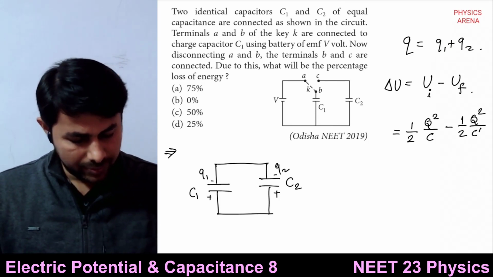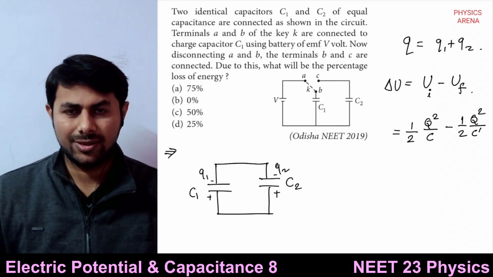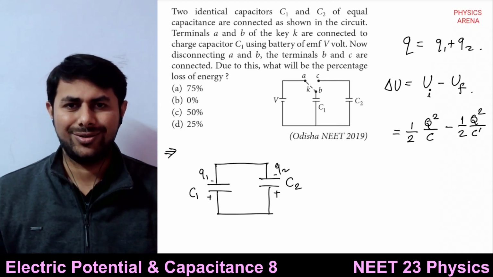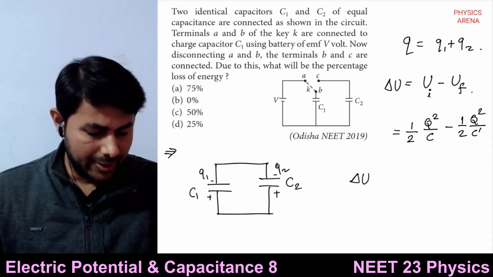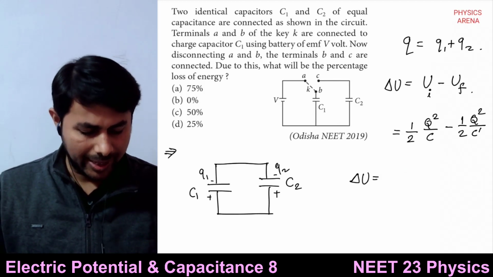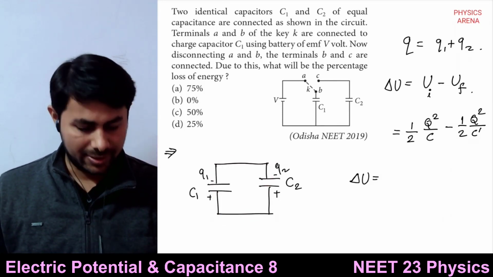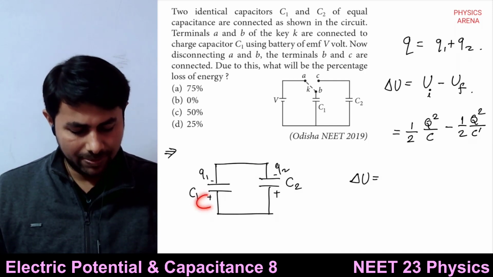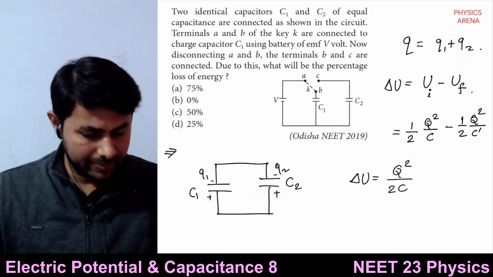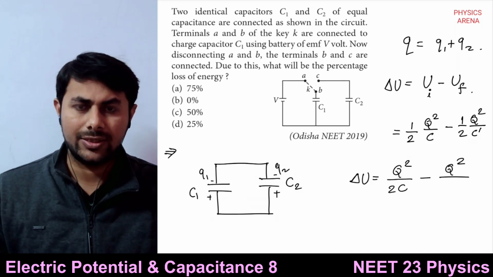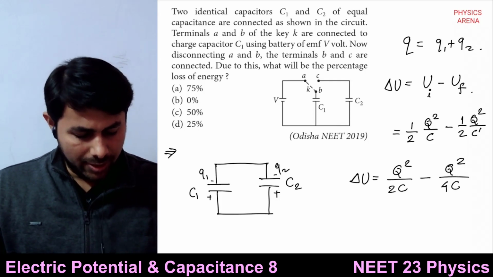In this type of question, use this formula only, then it will be simplest. Otherwise, it will be a little bit difficult. You will have to find out potential, etc., and there will be various steps. So delta U equals, how much would be the final capacitance? These two are connected in parallel, right? So it is C plus C, 2C. So you have Q square divided by 2C minus Q square divided by 2C dash, where 2C dash is 2 times 2C, so this is 4C.